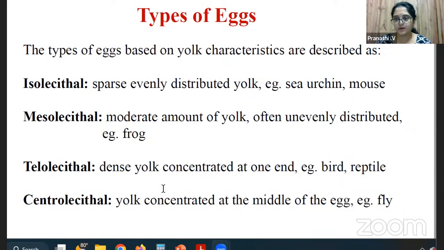The egg is divided into two ends. One is the vegetal pole and the other the animal pole. Basically, there are polar bodies. So in telolecithal eggs, the yolk is highly concentrated towards the vegetal pole, and there's a gradual decrease of the amount of yolk from the vegetal towards the animal pole. And this is seen in fishes, birds, reptiles.